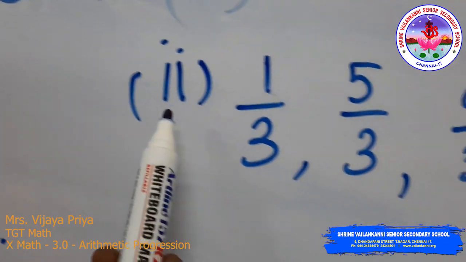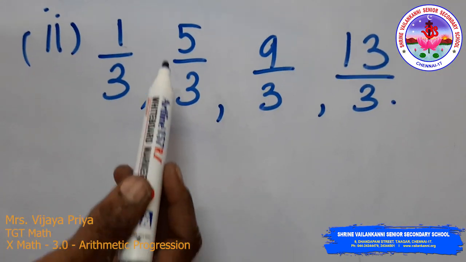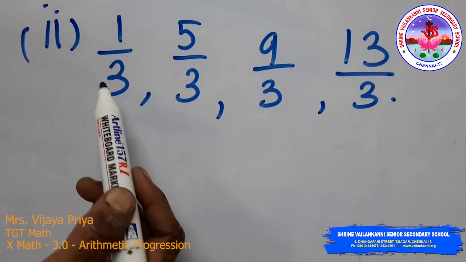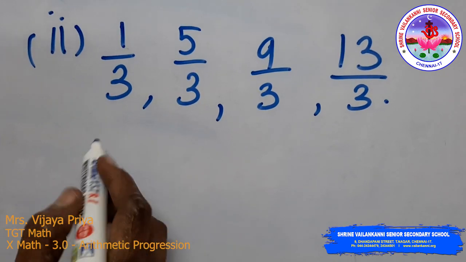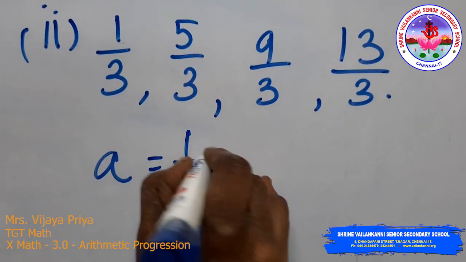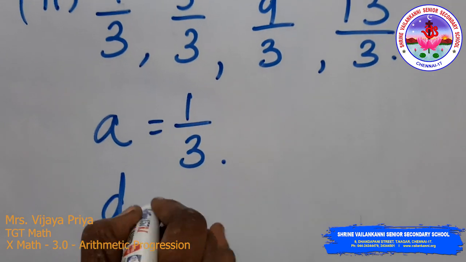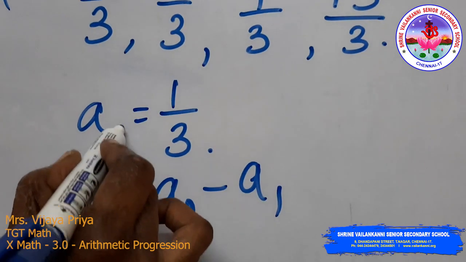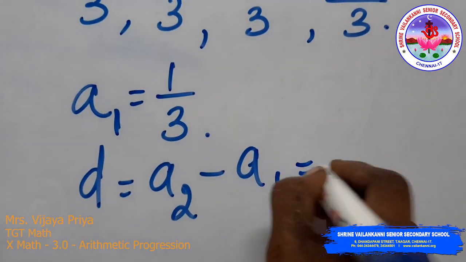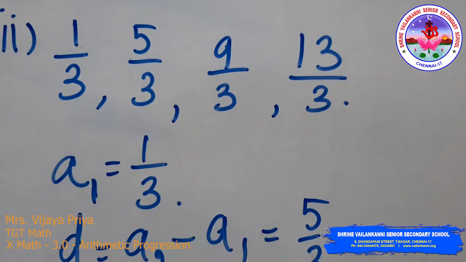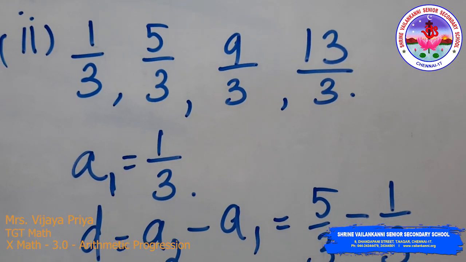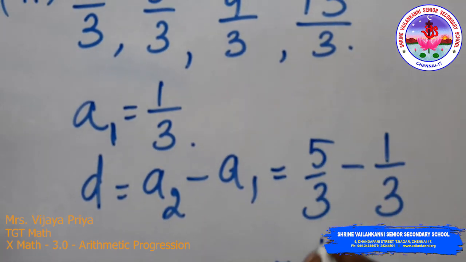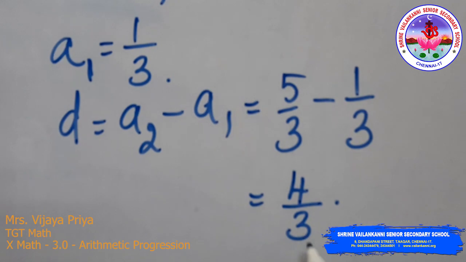Second problem, second subdivision. He has given the sequence 1 by 3, 5 by 3, 9 by 3, 13 by 3. So I am going to find out the first term and the common difference here, where my first term a is equal to 1 by 3 and my common difference is equal to a2 minus a1, where a1 is otherwise known as a. So a2 is equal to 5 by 3 minus a1, which is 1 by 3. Since your denominators are the same, I am subtracting the numerators, 5 minus 1, which is 4. So 4 by 3 is my common difference.